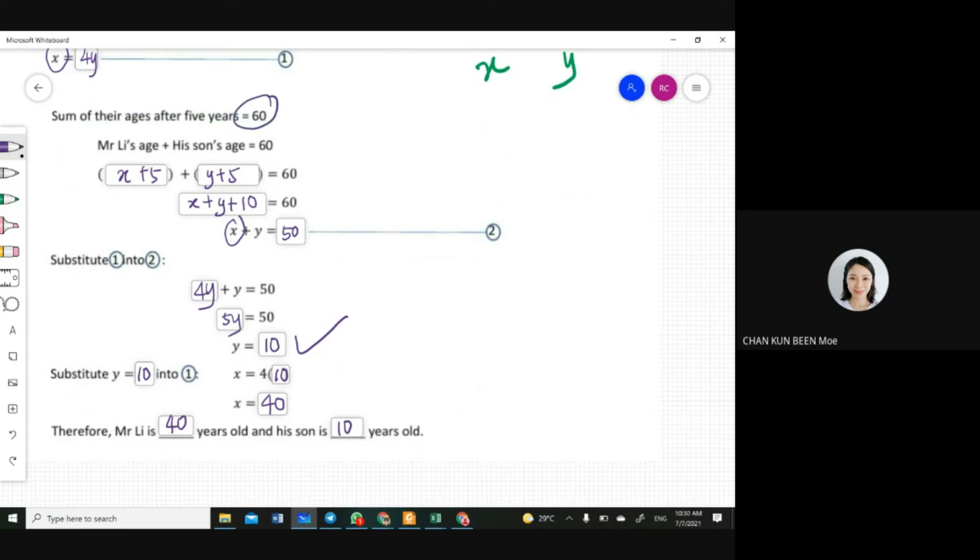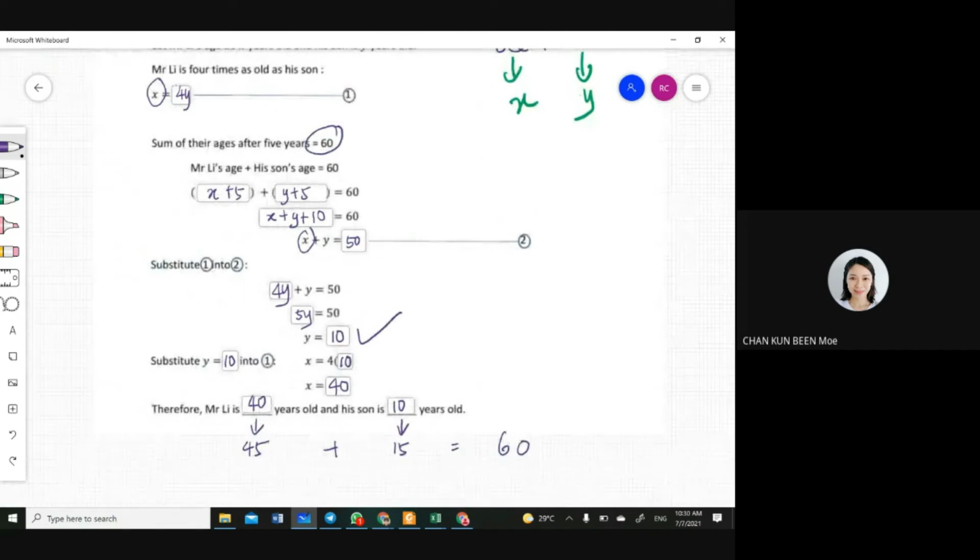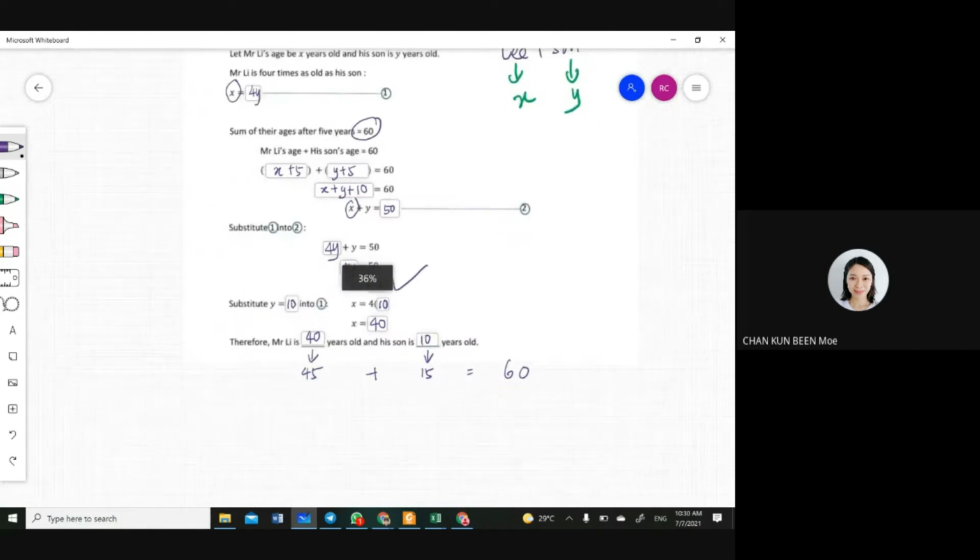Okay, meaning in 5 years' time, their age is 60. So you can check. 5 years' time, Mr. Lee will be 45. 5 years' time, his son will be 15. So when you add up together, 60 or not? Yes, right. Okay, so make sure you got these two correct for the 13% who haven't done it just now. Okay, I'm going to carry on.